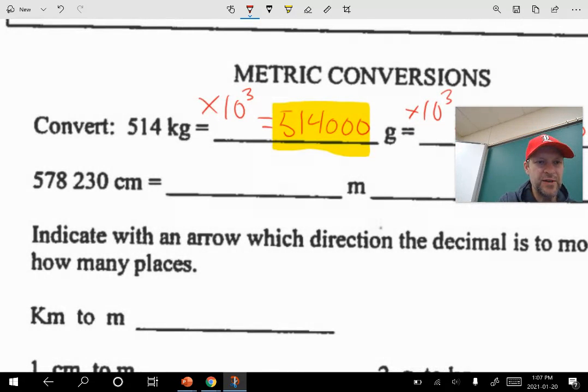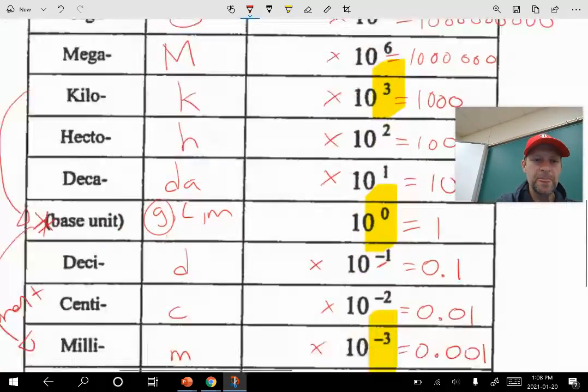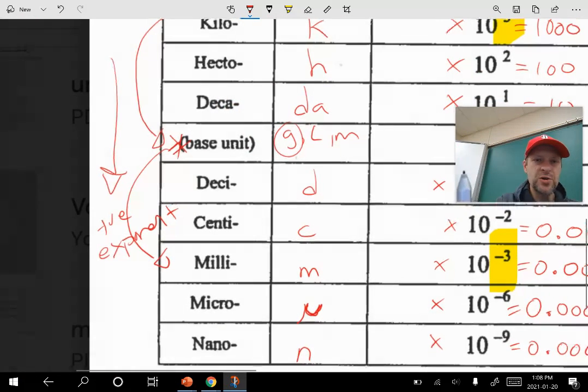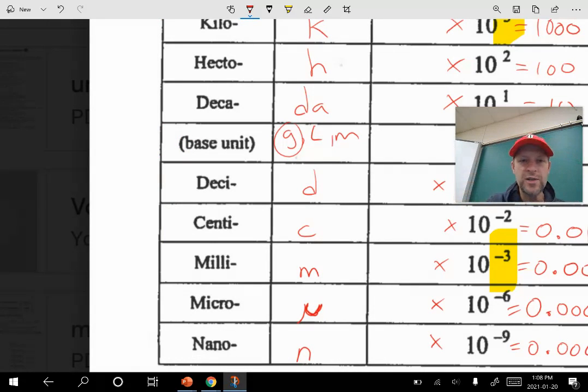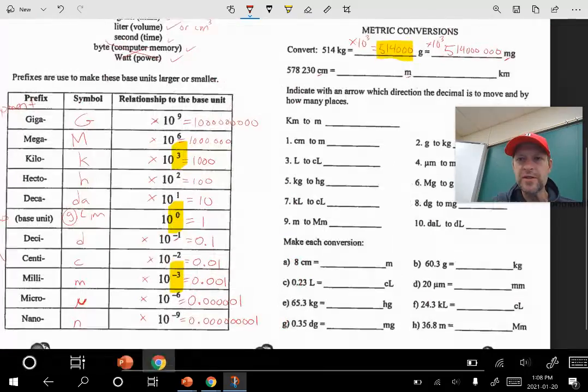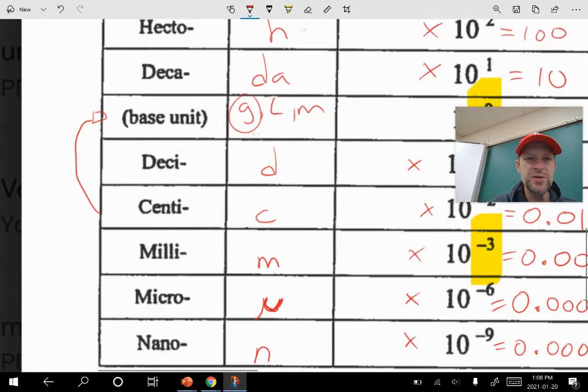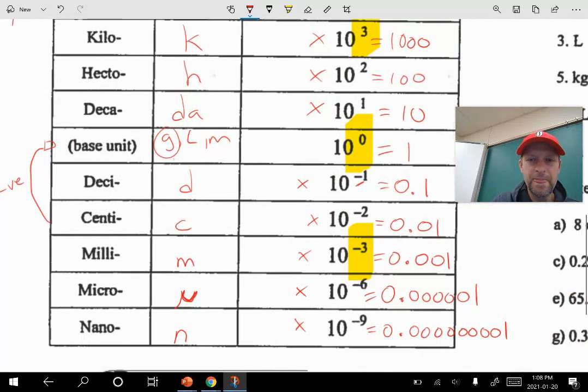So I have, what is this? 578,230 centimeters. I'm going to convert that to meters. Centimeters to meters. So I'm actually going to erase some of the stuff I did in the last example. If you guys wanted some of that written down, you can go back and write it down, or you maybe already have it written down. I'm going from centi to no prefix. So just to regular grams, I believe it is. Let me double check. No, meters. I'm going from centimeters to meters. I'm going up the list, so I know it's going to be a negative exponent. And I'm going from negative 2 to 0.